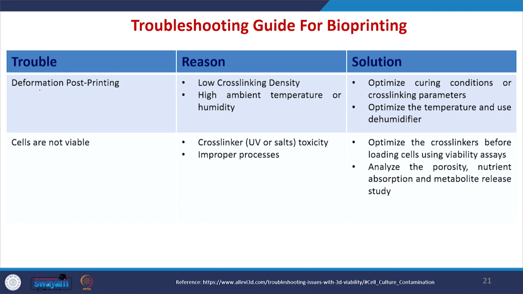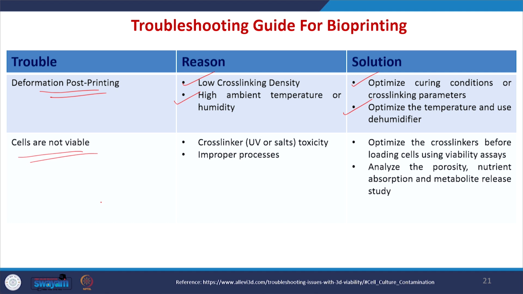The next problem is deformation post printing. The reason may be the low cross-linking density, so you have to optimize the curing conditions or cross-linking parameters. Another reason is high ambient temperature or humidity, so we have to optimize the temperature and use a dehumidifier.